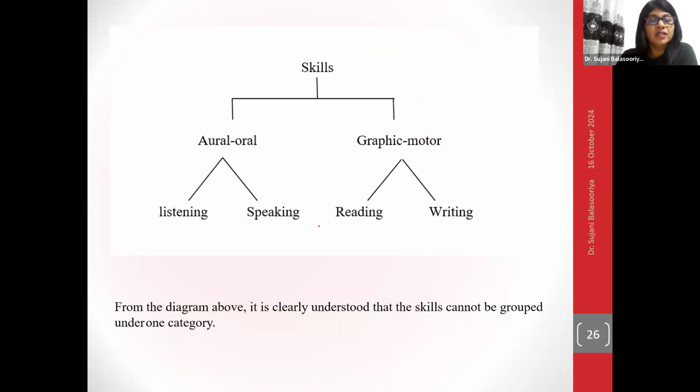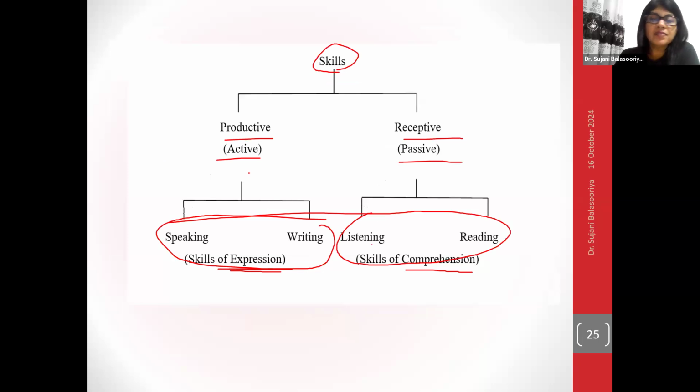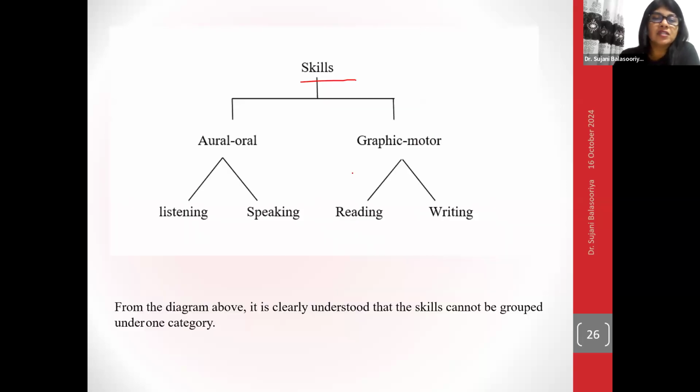And we have another diagram: skills are divided into oral and graphic motor. Now, here you have one classification, skills into productive and receptive. And there's another classification, all the skills into oral skills and graphic motor skills. These are the things we discussed in the note, presented in the charts here. Oral skills are listening and speaking, and graphic motor skills are reading and writing.